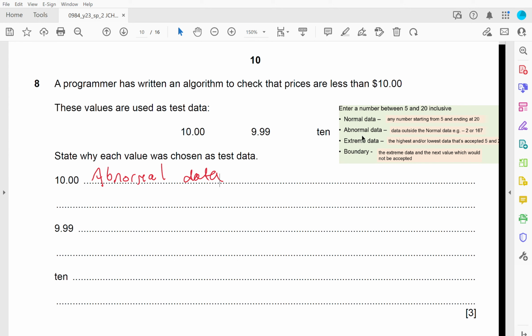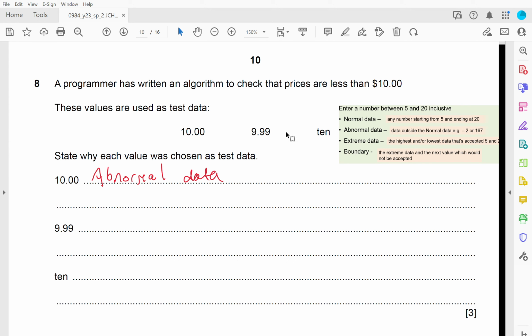It's not extreme data, because extreme data is the highest and lowest value that should be accepted. So in this case, $9.99 would be the highest value that should be accepted. So that would be extreme data. So 10 is not extreme data, but 10 can be boundary data, because remember, boundary data is the highest or lowest value that can be accepted, and then also the next value that shouldn't be accepted.